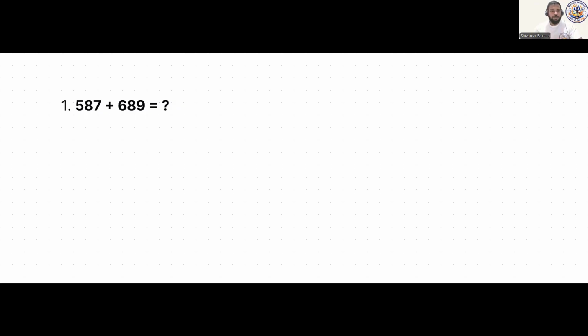Here is the very first question: 587 add 689. So let's see how the improvised version of Ekadhikena Purvena works. Seven add 9 makes 16. 16 is greater than 10. Excess of 10, I write down 6 over here. Now the dot goes to the next number, so I put the dot over here.